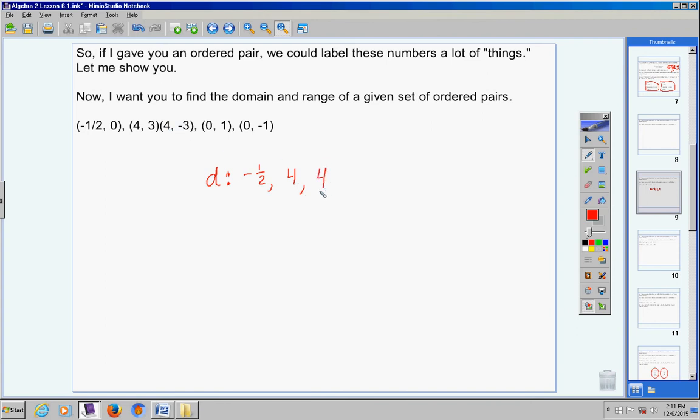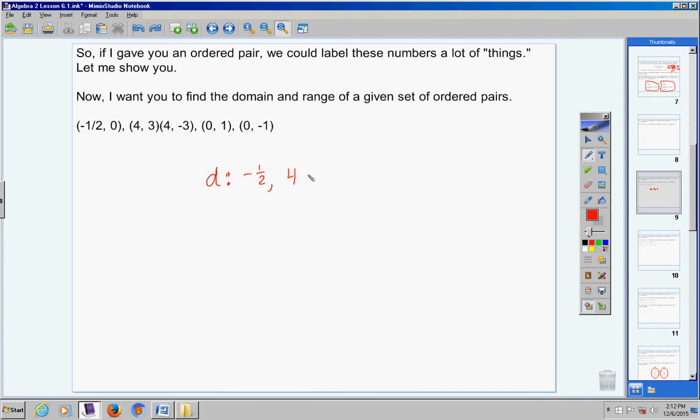Now let's stop. Really, technically, you should not write the same number twice because you're just making a list of numbers. There's no reason for that, okay? However, if you want to, you may.